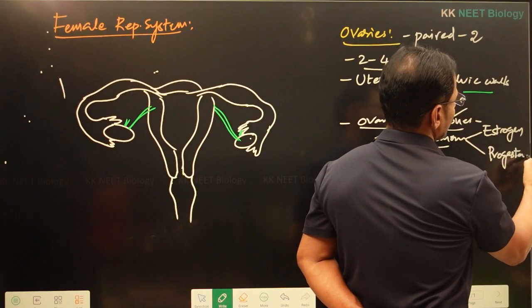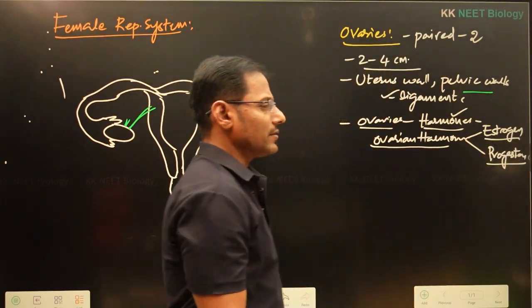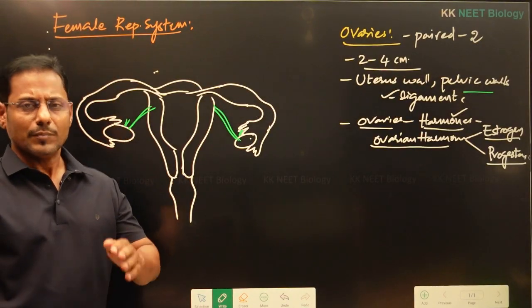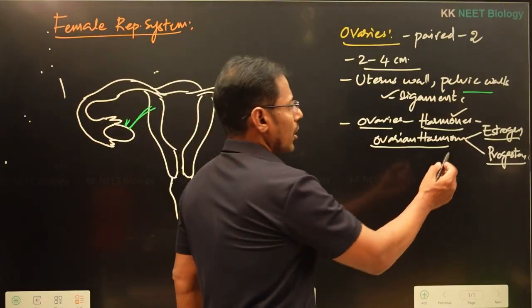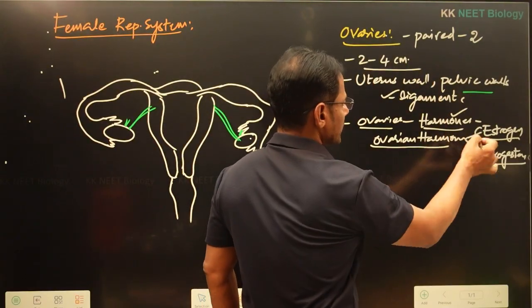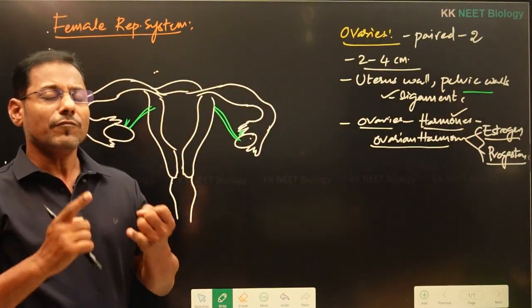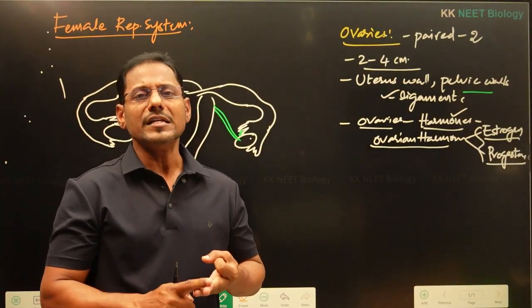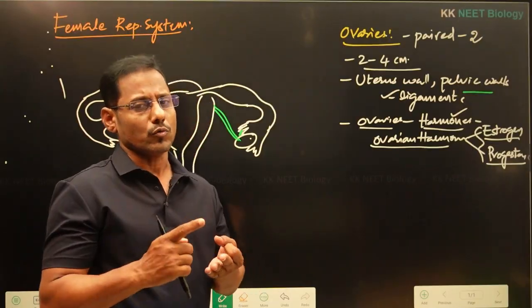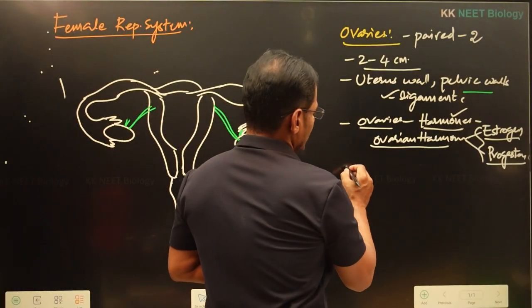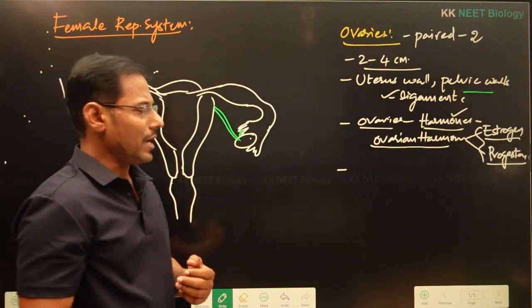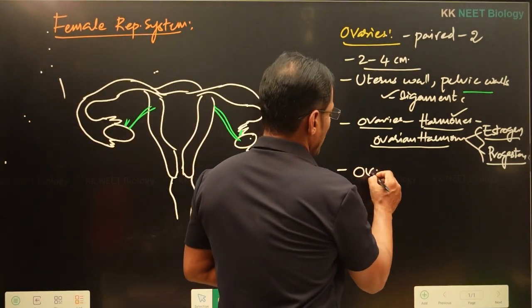They play a vital role in the development of the secondary sexual characters, as well as being useful in pregnancy. So these are the two hormones which are released by the ovaries. The main function of the ovaries is the release of ova, and the second function is the secretion of the hormones. And the tissue which is present in the ovaries, we call ovarian stroma.